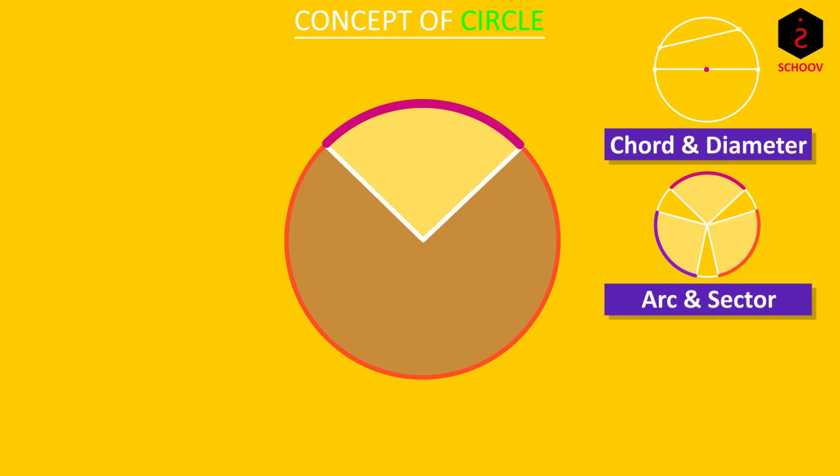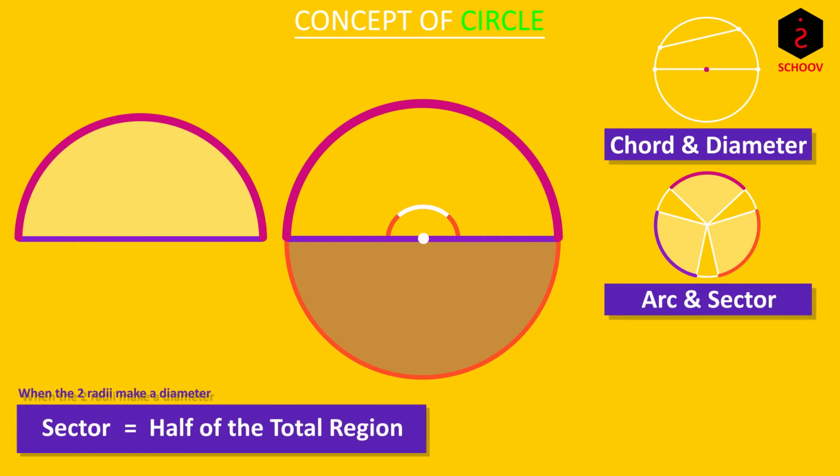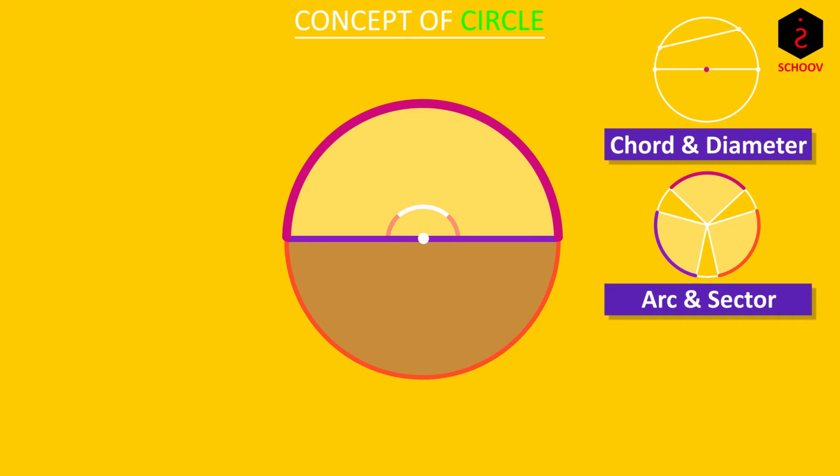You have also learned angle in the first topic. These two radii form an angle between them. If I keep increasing this angle, the arc and sector keep on increasing. When the two radii make a straight line like this, we get a diameter. The arc becomes half of the circumference and the sector is exactly half of the total region enclosed by the circle. This arc is not minor or major, it is exactly half and we call it semicircle.